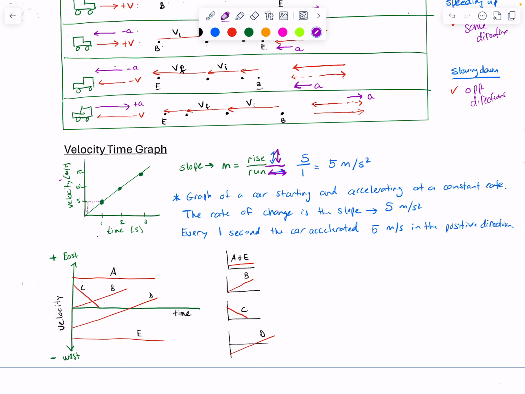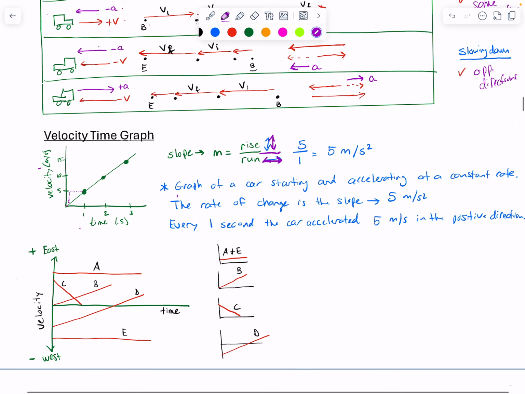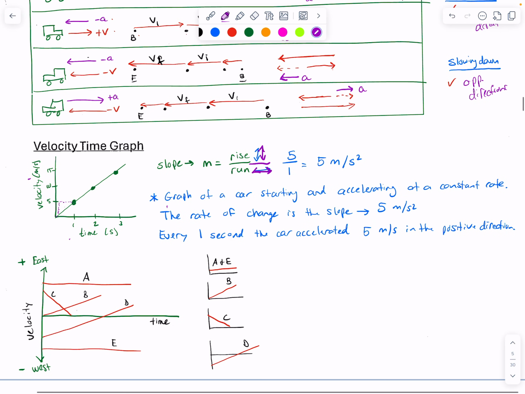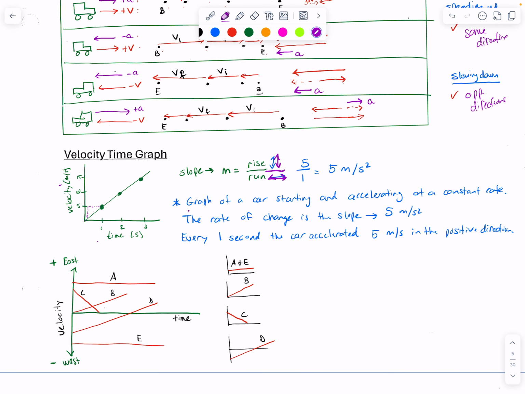So in this one, we have a graph of a car starting and accelerating at a constant rate. The rate of change is the slope. And so the rate of change in this case happens to be 5 over 1, or just simply 5, because the velocity is going up 5 and it's doing that in 1 second. So my rate of change is 5 over 1. I can see again when I look at the next point, I'm going to go from 5 to 10. So that's also an increase of 5. And from 1 to 2 is an increase of 1.